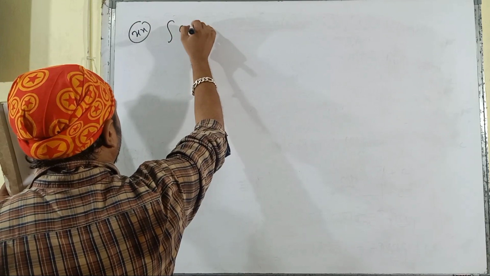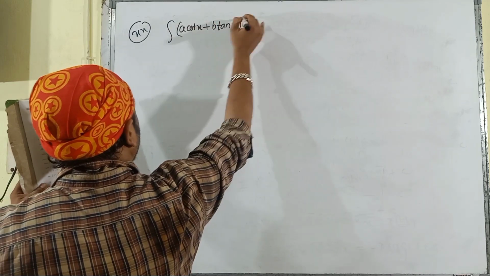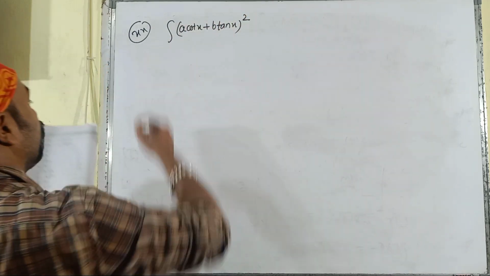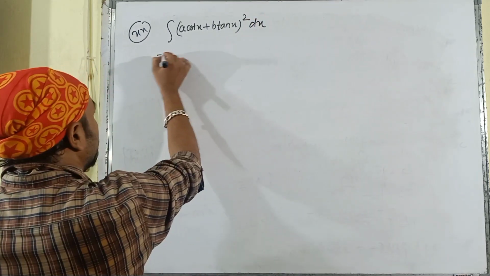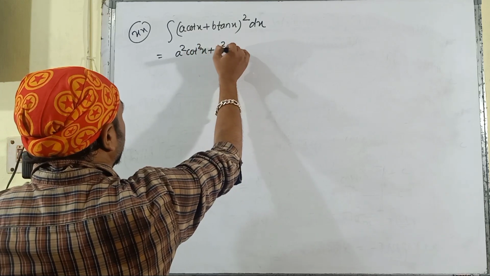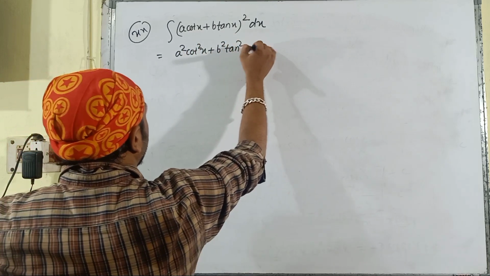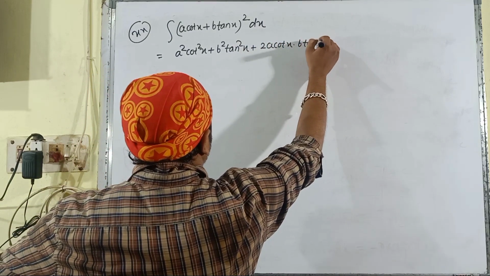Integral of a cot x plus b tan x, whole square, with respect to the variable x. It will be a square cot square x plus b square tan square x plus 2a cot x multiplied with b tan x dx.